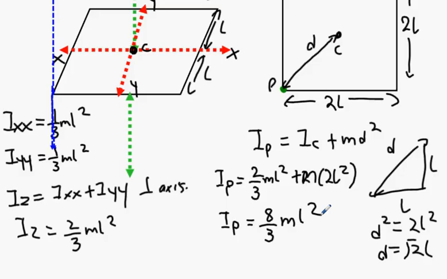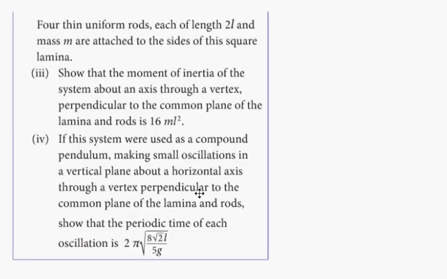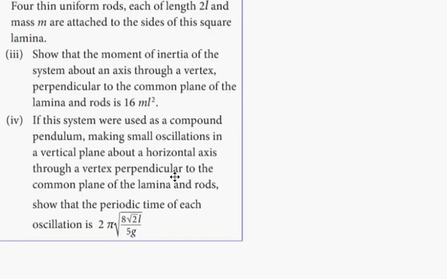Now, the next one is sort of what they love to do with Leaving Cert. They love to throw a couple of extra bodies on top of the body you already have. So, if you look at the next question, part 3. 4 thin uniform rods, each of length 2L and mass m, are attached to the sides of this square lamina. Show that the moment of inertia of the system about an axis through a vertex, any vertex, perpendicular to the common plane of the lamina and the rods is 16 ml squared.